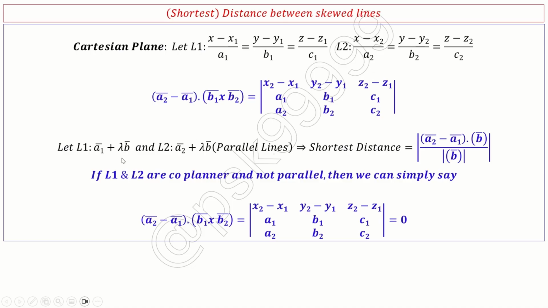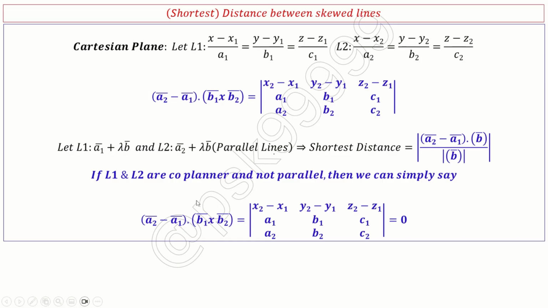Now let A1 be lambda b and A2 be lambda b, because they are parallel lines since the directions are the same, b. Then the shortest distance will become, you don't need to do the cross product now. You just need a unit vector, so you make it b bar by absolute b bar. Then this is the shortest distance between two parallel lines. The formula is exactly the same. You are basically reducing the mathematical calculation.